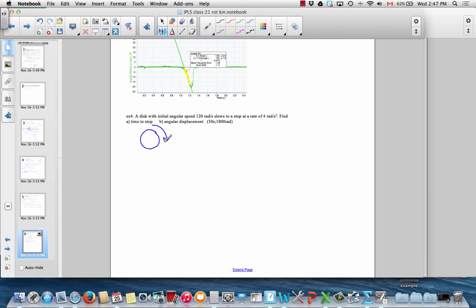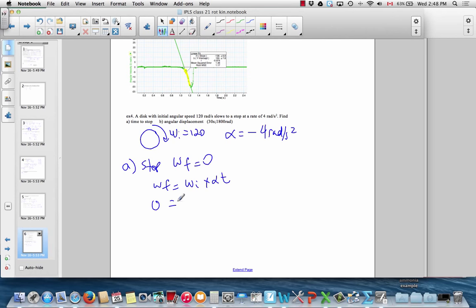So we have an initial speed, omega initial, of 120, and if we're slowing down, that means the acceleration is going to be in the opposite direction, so we need to introduce a minus sign. If we want to find the time to stop, when it stops, that means the final angular velocity is 0. So final speed is initial speed plus acceleration times time. 0 is 120 plus minus 4t. T is 30 seconds, putting in the correct units at the end.